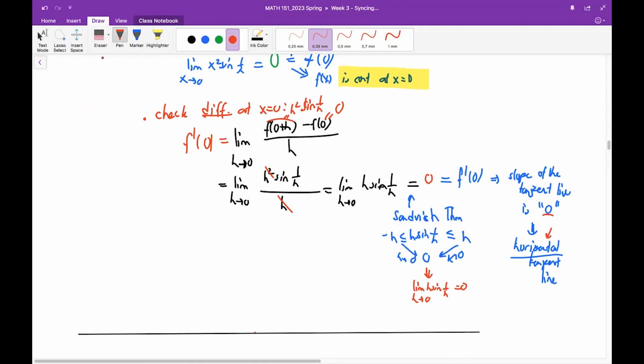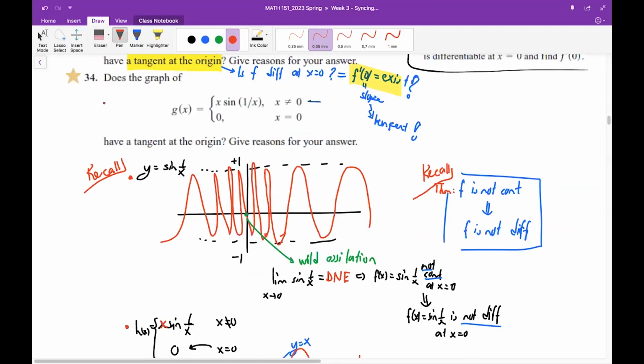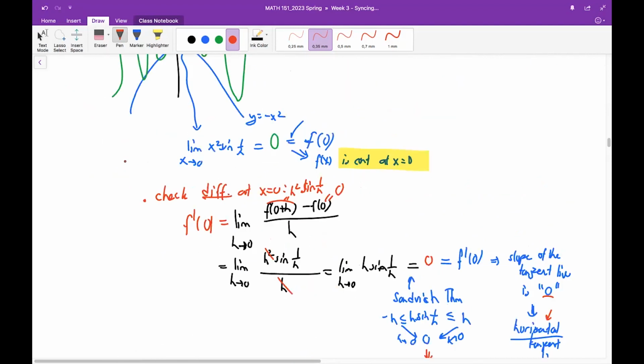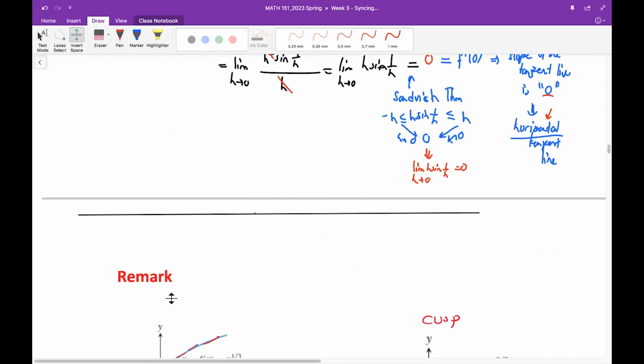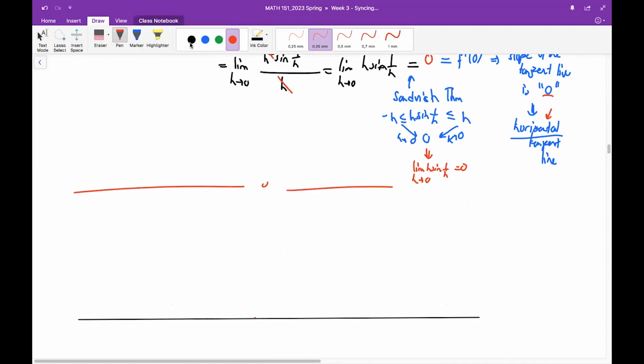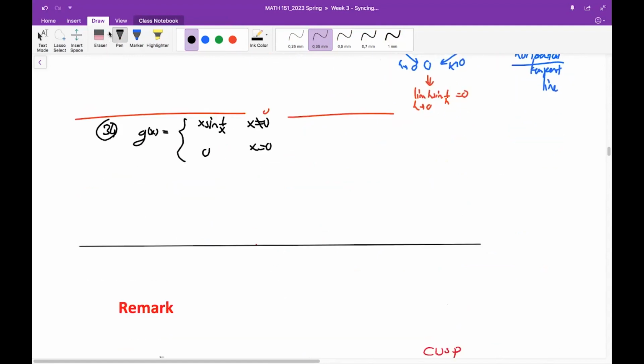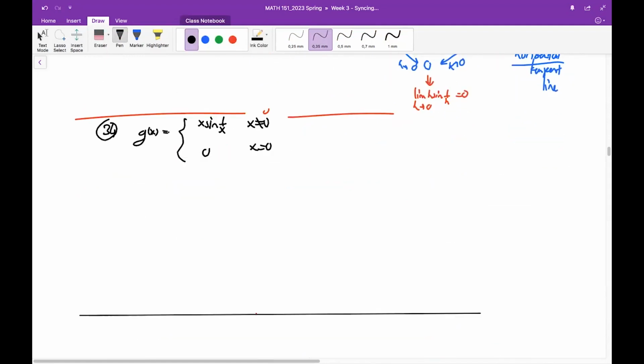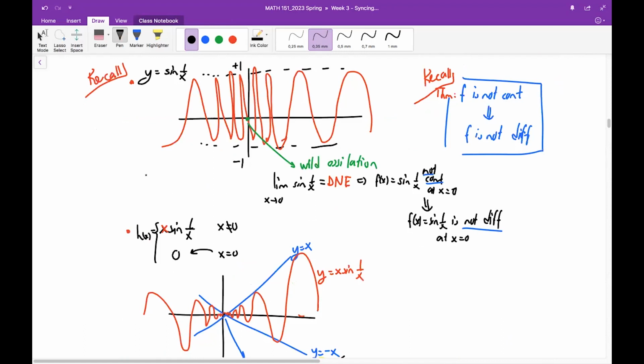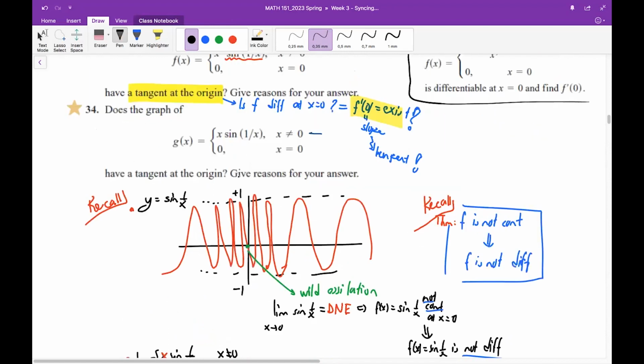Before the break, I also want to solve this one, 34. The same question for a different function. G of x is given as x sine 1 over x if x is different than 0. If x is 0, it is 0. We already discussed the continuity of this function at the origin, right? The same question applies here. Does this graph have a tangent line at the origin?